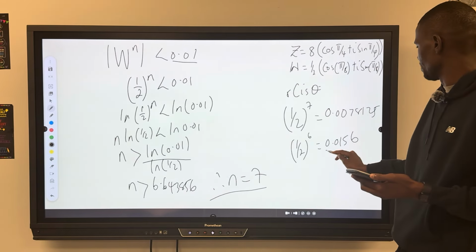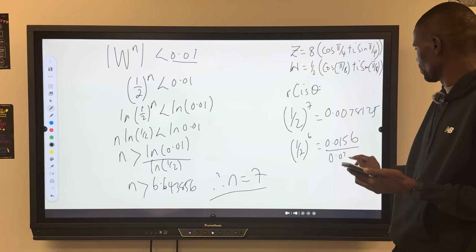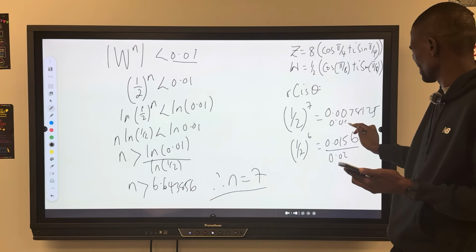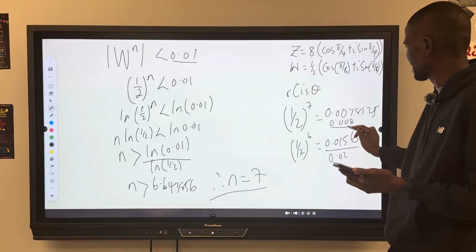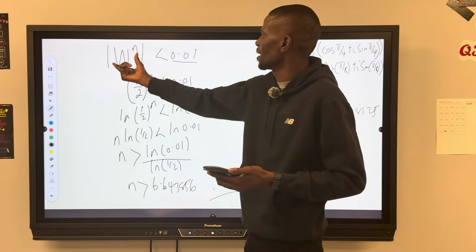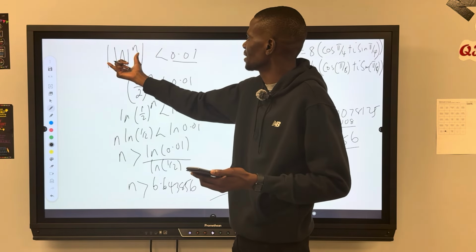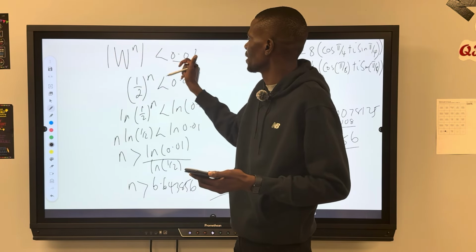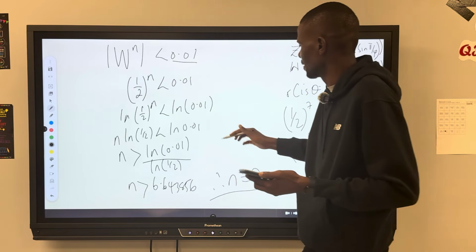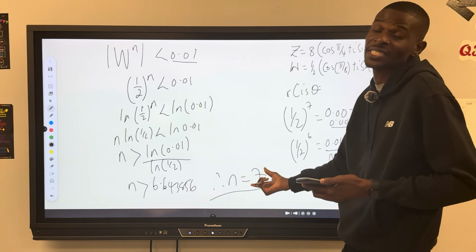Here it's more than 0.01, because it's 0.02, but here it's now 0.008, which is less. So in order for this modulus to the nth power to be less than 0.01, the smallest number n will be 7, right?